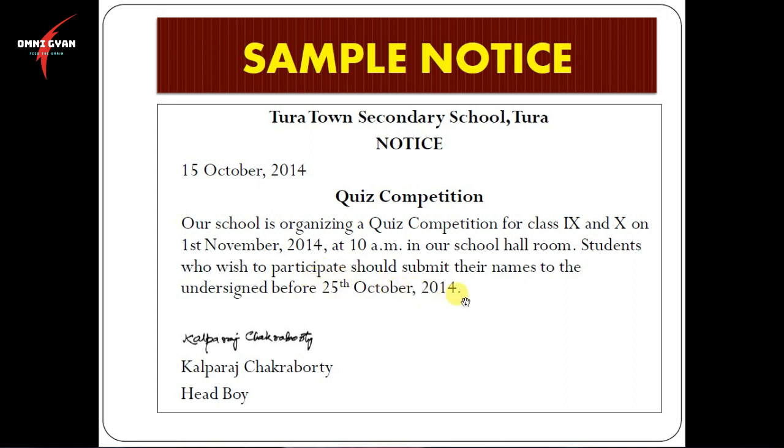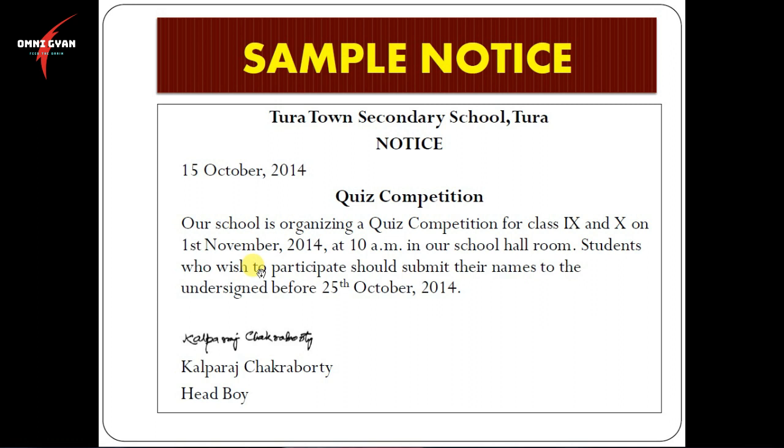So I have mentioned here the last date also. See, it is very short and crisp, and everybody will be able to understand. Even a class 5 student will be able to understand. Class 4, 5 also, if they can read, they will understand it very easily. Our school is organizing a quiz competition for which classes? 9 and 10 only. On which date? 1st of November 2014, long time back, at 10 a.m. Where? In our school hall room. So venue, time, date has to be mentioned, right?